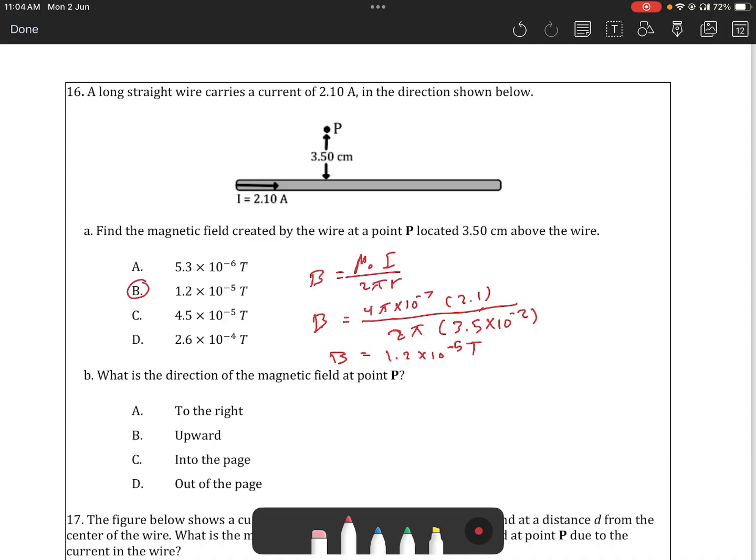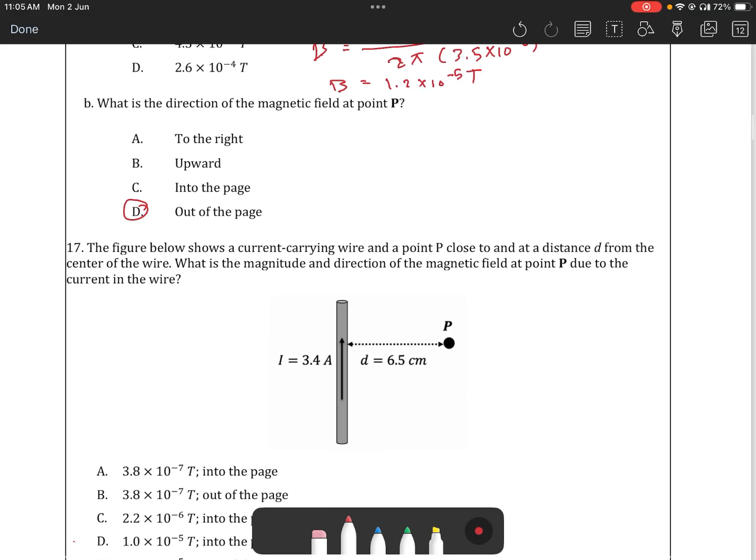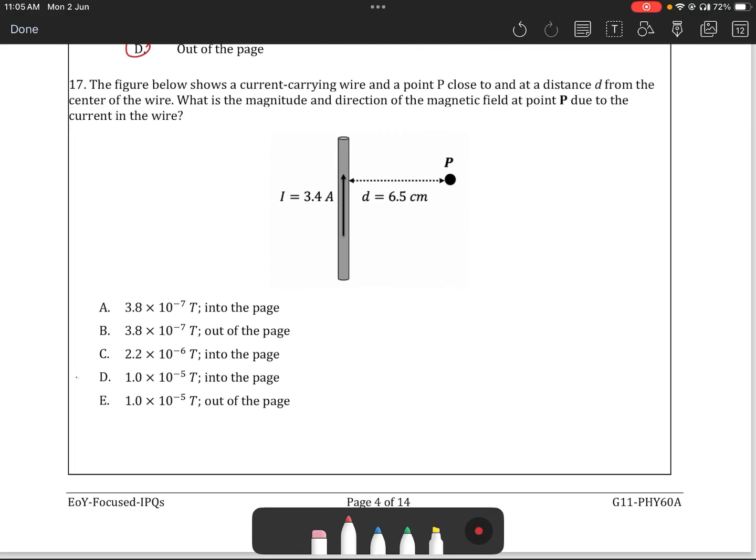What is the direction? Now the thumb is the current, and we curl our fingers around the wire. So above this wire, it will be up, out of the page. So out of the page for this situation. Now also here we will use the same formula to find the magnetic field strength.